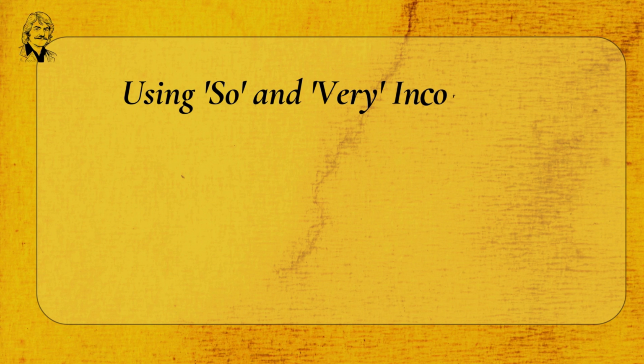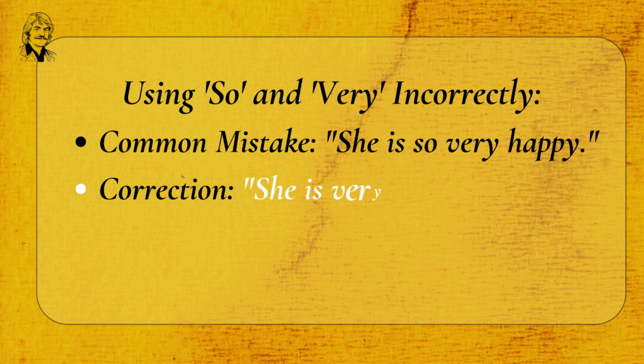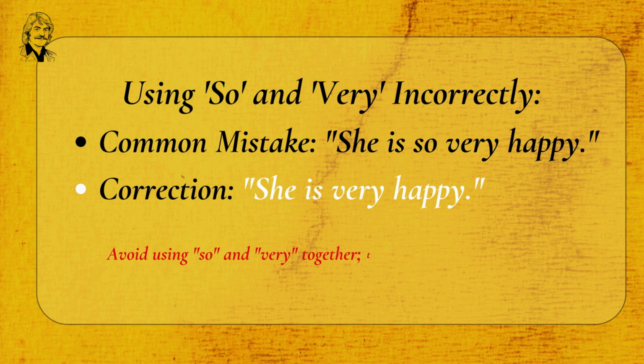Using so and very incorrectly. Common mistake: She is so very happy. Correction: She is very happy. Avoid using so and very together. They serve a similar purpose in intensifying adjectives.